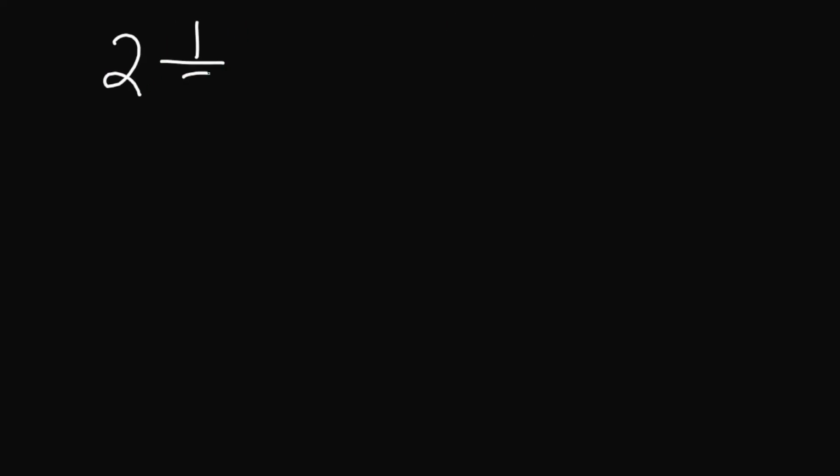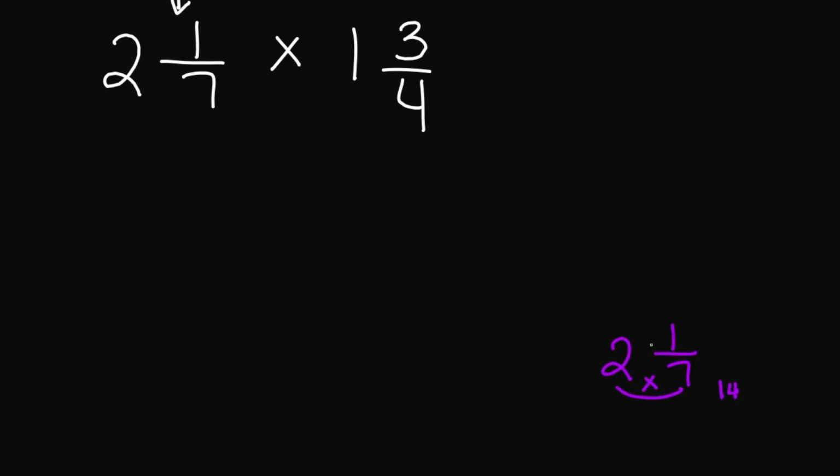2 1/7 times 1 3/4. First thing first, we're going to turn these mixed numbers into improper fractions. 2 times 7 is going to equal 14. Plus 1 is going to equal 15. So this is going to turn into 15 over 7. Now let's look here. We have 1 3/4. 1 times 4 is 4. Plus 3 is going to equal 7. So your improper fraction here is going to be 7 over 4.